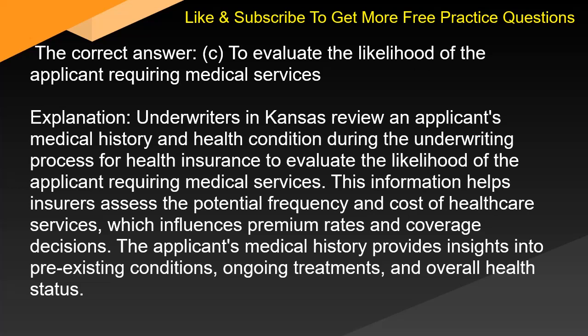Explanation. Underwriters in Kansas review an applicant's medical history and health condition during the underwriting process for health insurance to evaluate the likelihood of the applicant requiring medical services. This information helps insurers assess the potential frequency and cost of healthcare services, which influences premium rates and coverage decisions. The applicant's medical history provides insights into pre-existing conditions, ongoing treatments, and overall health status.